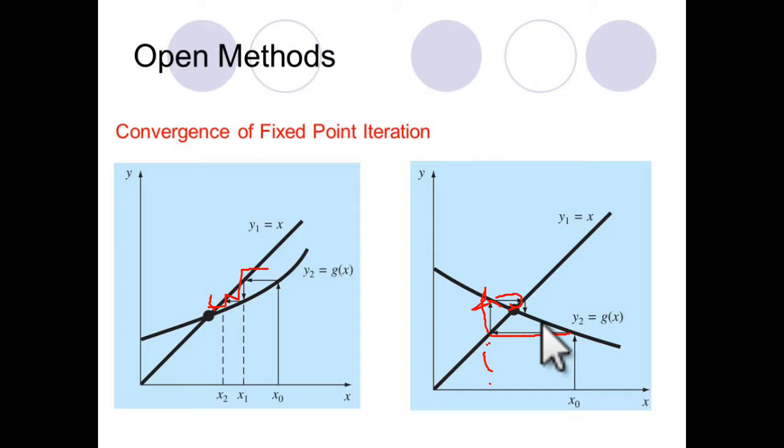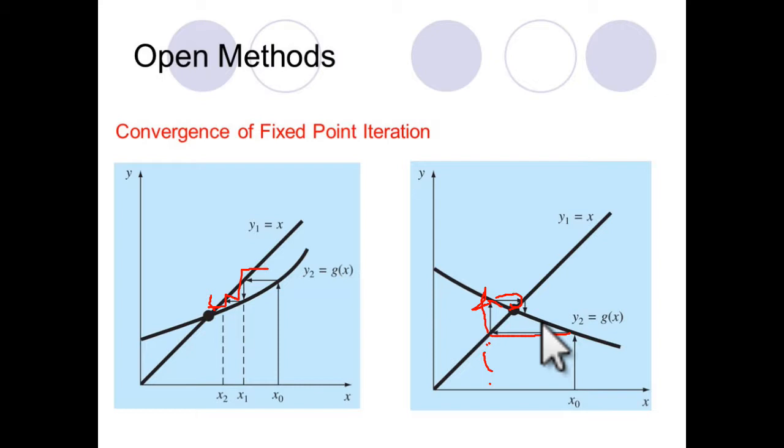So let's see. Now we have a different function y2, g of x. Of course, in this part of the function, or in general, the slope of the g is greater than 1, because y1(x) has a slope of 1. And then look what happens. We begin from a point and we calculate the y2, and we go to the y1(x), and then our new point, and then our new point on the y1(x), and as you see, we are getting away from the root.